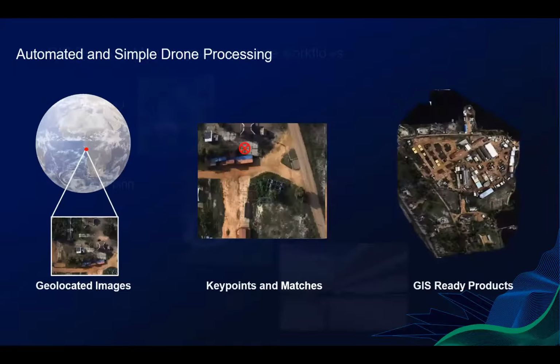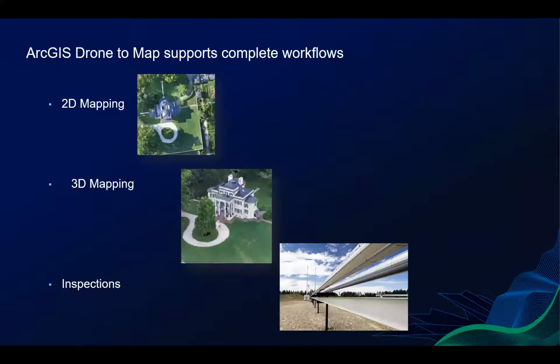So looking at this now, the workflow is actually quite simple. We have the geolocated images that have been captured using your drones. Then of course we have the key points and the matches. Then you're able to process the drone imagery and get GIS ready products. And as I have mentioned, these products can either be 2D or 3D drone imagery products. In terms of the workflows, we have a number of workflows for both the 2D and the 3D products. And I need to mention that we have a number of templates. We'll be looking at that as we go into our demonstration shortly.